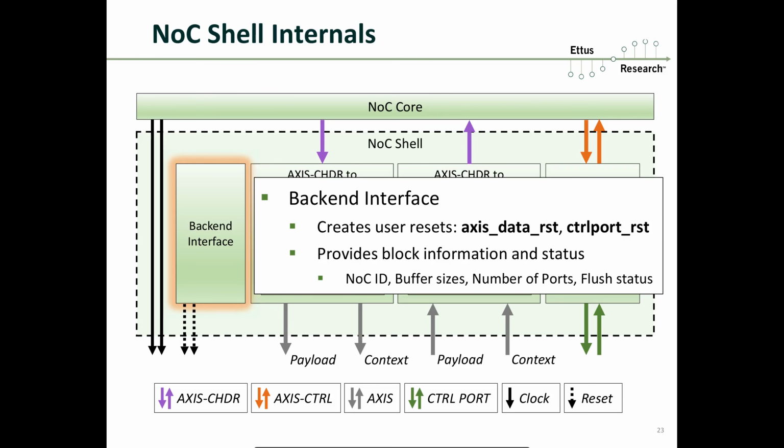The backend interface also has information about the status of the block, in terms of whether it is flushing data and is basically in a reset state, what the number of input and output ports is, and what the buffer sizes are. All useful data for UHD that you don't really care about, because RFNoC is taking care of this information for you. The backend interface also creates two resets that are used by the user to reset their logic: AXI data reset and control port reset.